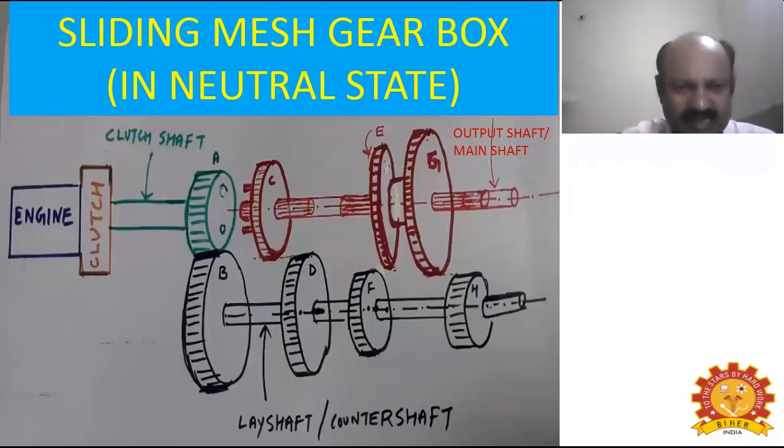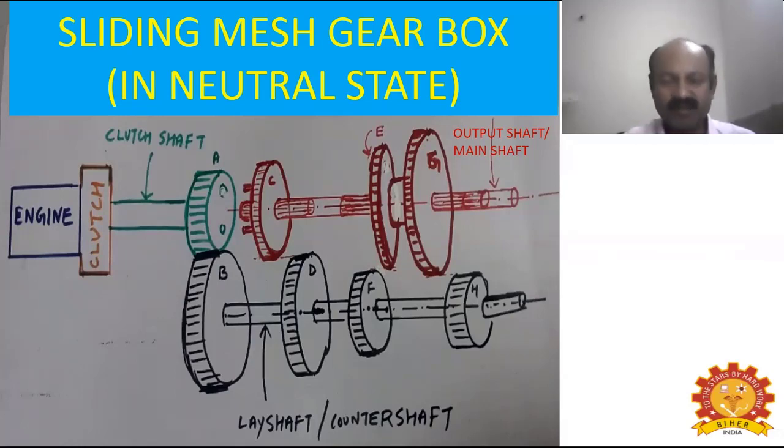So the clutch shaft rotates with 4000 RPM, gear A rotates with 4000 RPM in this example, and gear B is rotating with 2000 RPM, and hence the lay shaft and all the gears fixed on the lay shaft are rotating with 2000 RPM. Now at present in the diagram, power is not transmitted to the main shaft, because the main shaft gears are not in mesh with the lay shaft gears. So power is not going to the main shaft.